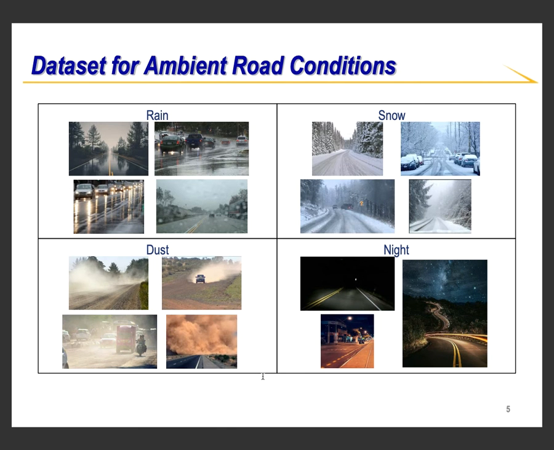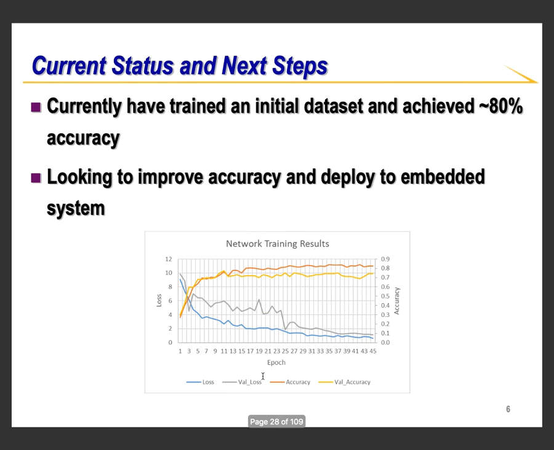Here are some pictures of what my data set looks like. Right now I have, for instance, rain images, snow images, dust images, and night images. All of them are different road conditions and how these impact the roads.